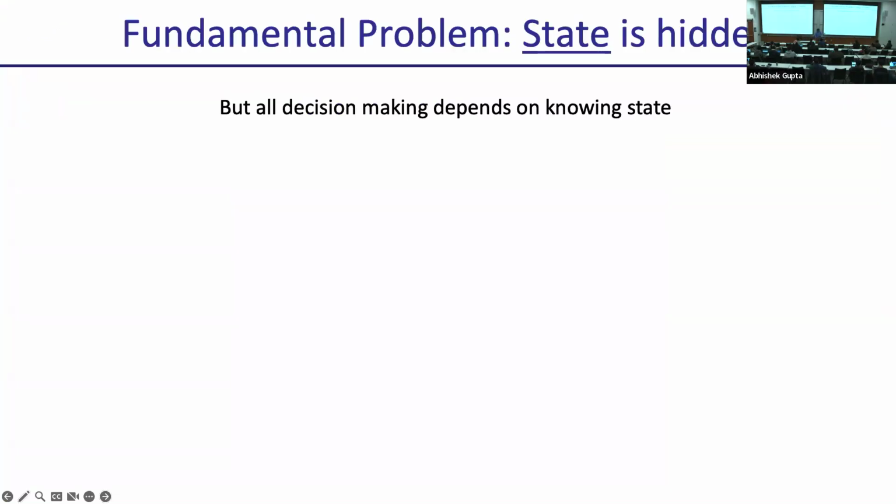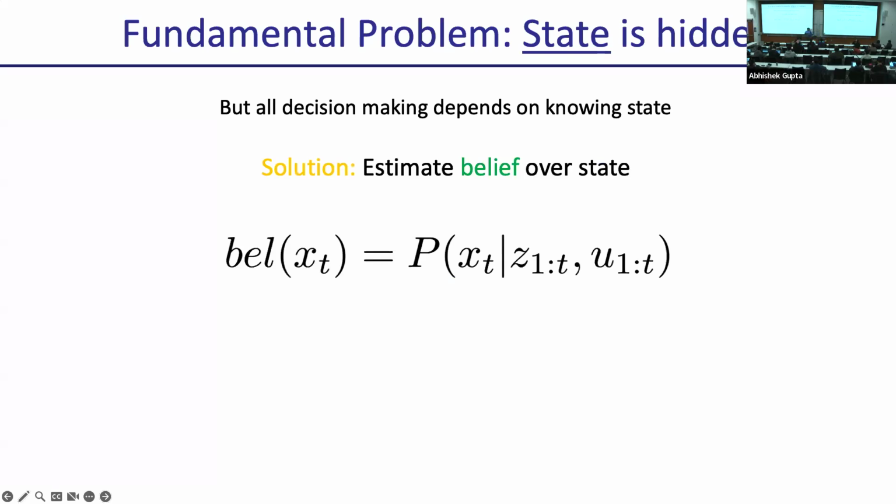Okay, so the fundamental problem we've been trying to solve is that of state estimation, right? And the reason you need to estimate state is because state is unknown. All you observe is your previous actions and your measurements, right? So actions are U, measurements are Z. You need to estimate XT given Z1 to T, U1 to T, right?